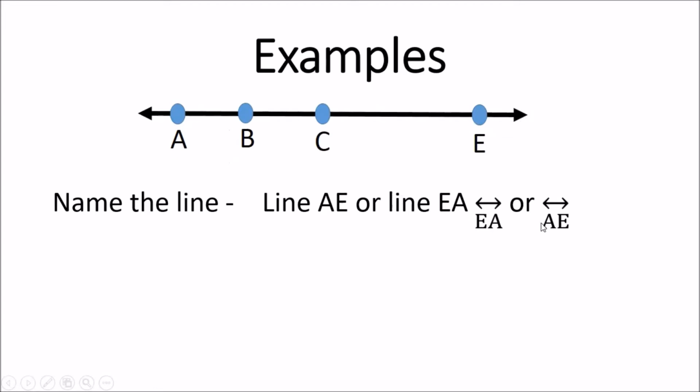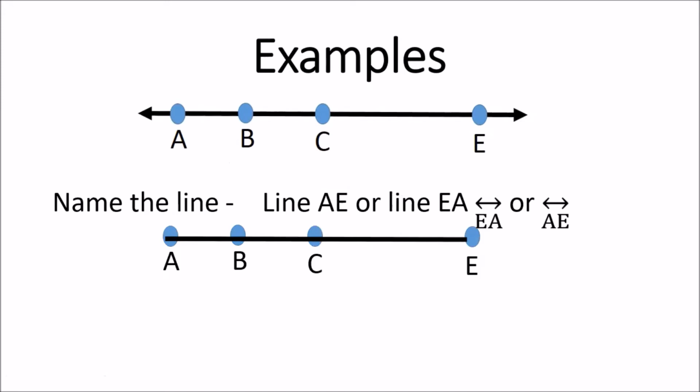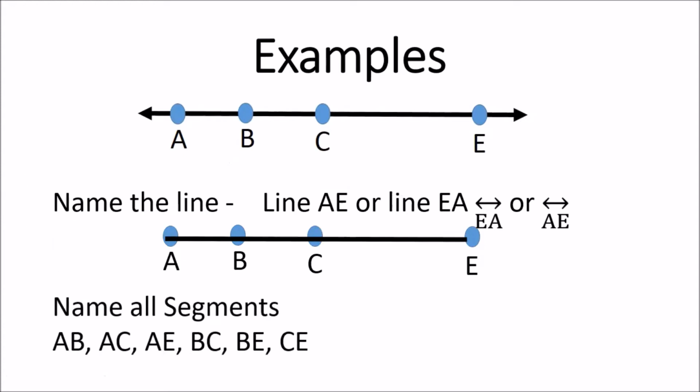So, line EA or line AE is the name of a line. Now, if we remove the two-headed arrow, that's what we call segments. And to name the segments, we have line segment AB, line segment AC, line segment AE, line segment BC, line segment BE, and line segment CE. So all in all, the total number of line segments is 6 if we have 4 points.